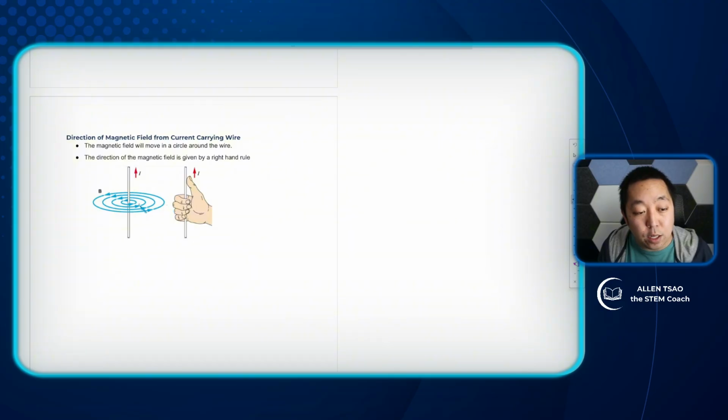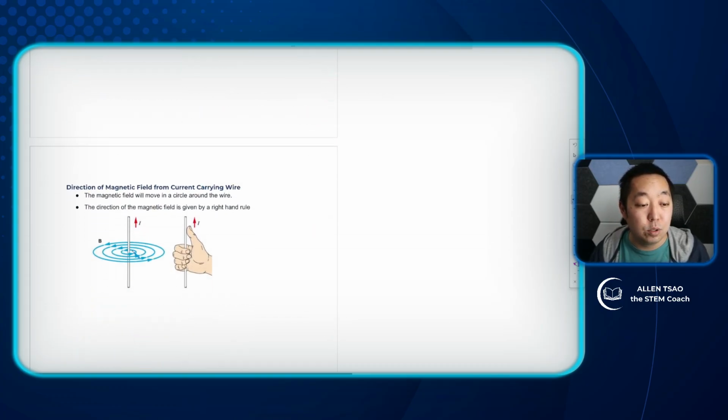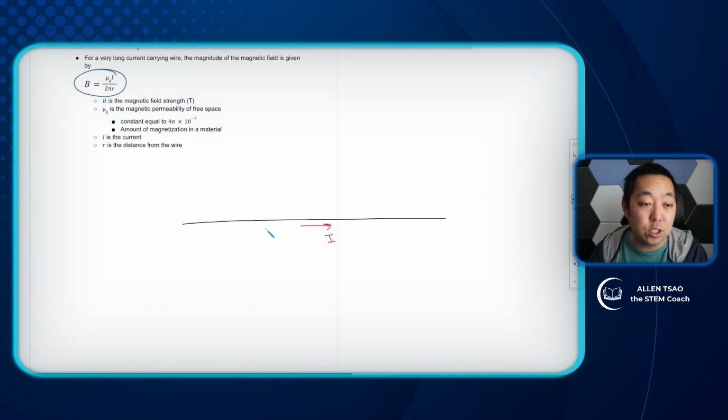Now, it is weaker as you get further away, because remember the equation is over 2 pi r, so the further away you are, the weaker the magnetic field is. That's the equation, and this is how you do the direction. So use the right hand, thumb in the direction of the current, and your fingers curl in the direction of the magnetic field, okay? And it makes those circles there. So that's how you get the direction. This is how you get the magnitude here.